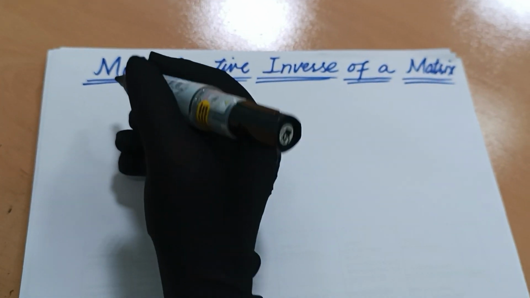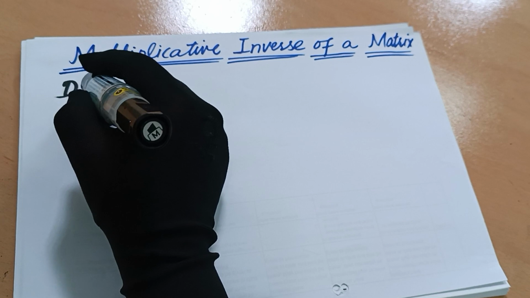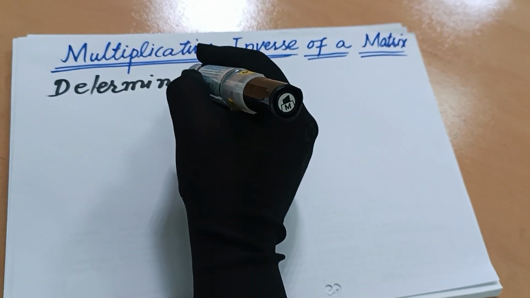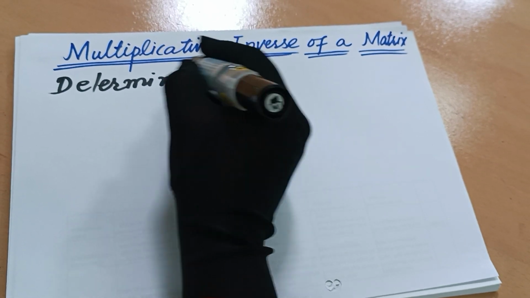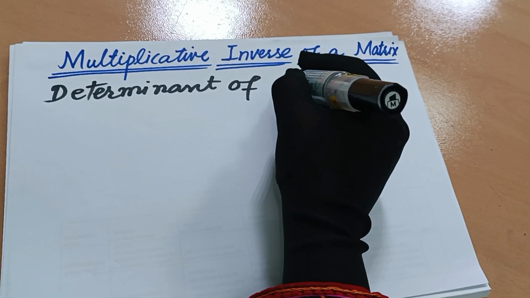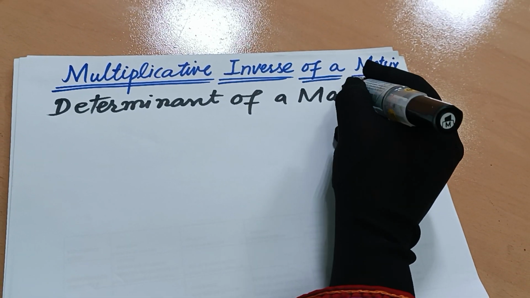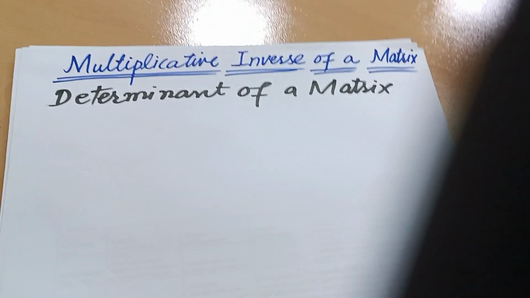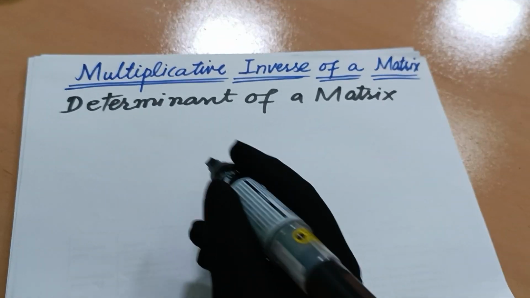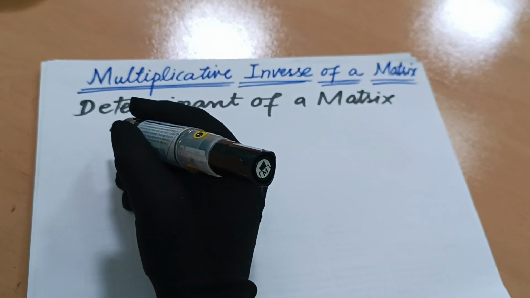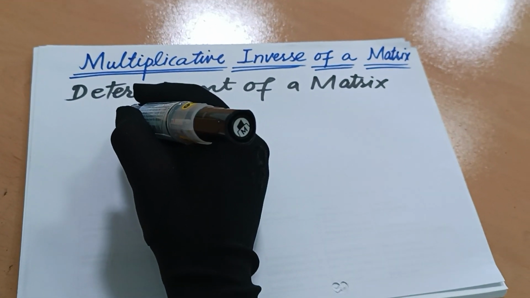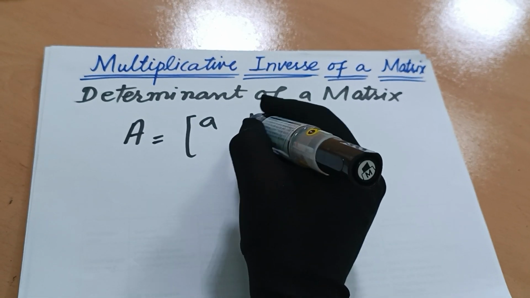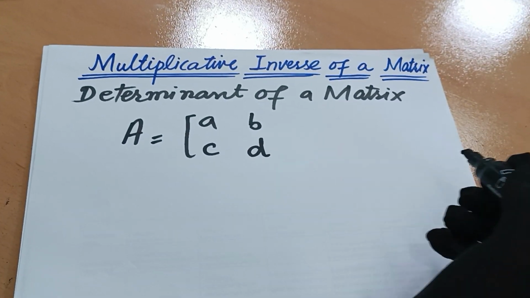How can we find the determinant of a matrix? I will explain the determinant with the help of an example. Let's take a matrix A, B, C, and D.